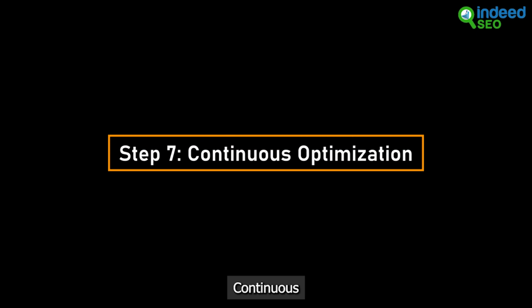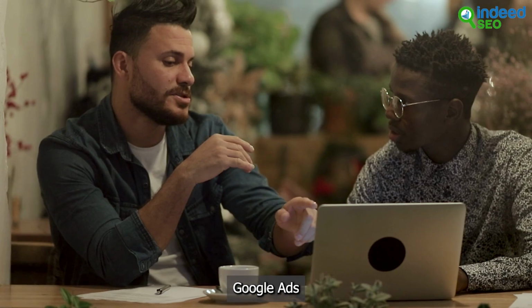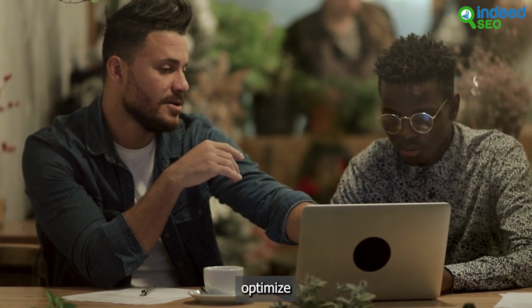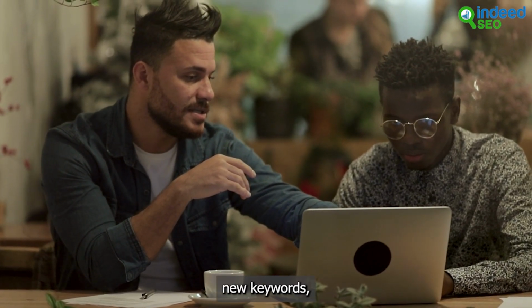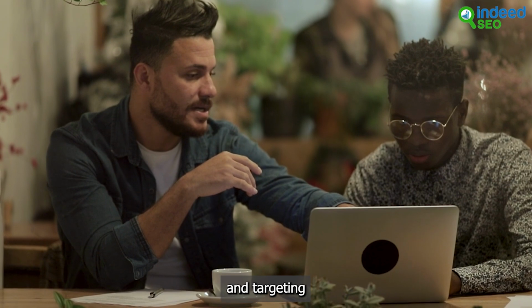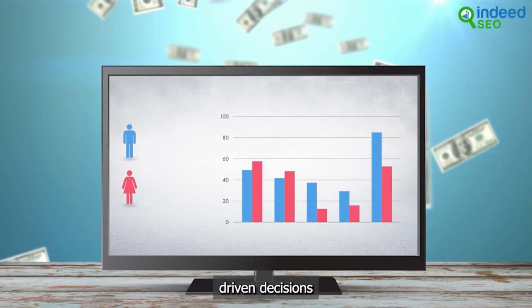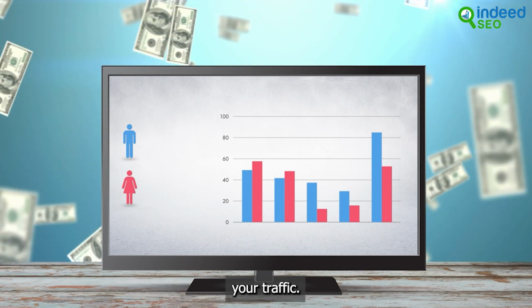Step 7. Continuous optimization. Google Ads is not a set-and-forget-it platform. Continuously optimize your campaigns by testing new keywords, ad copy, and targeting options. Regularly review your performance and make data-driven decisions to enhance your traffic.